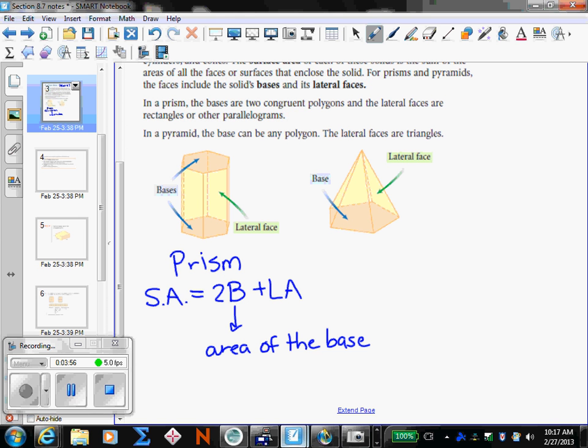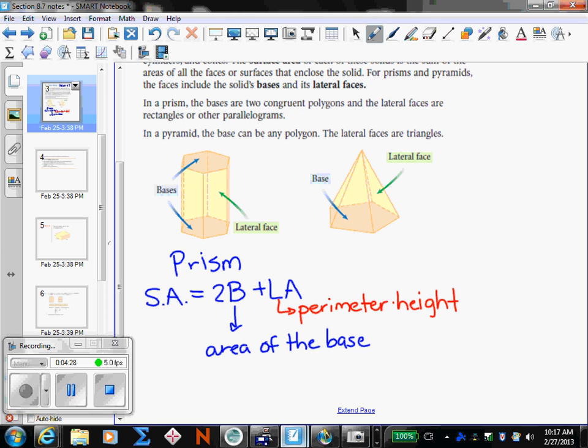Now look at the lateral faces in this picture. They are all rectangles. So for the rectangles, you will just take the perimeter times the height. So the lateral area will be the perimeter times the height. Okay, so that will be the surface area of your prisms.